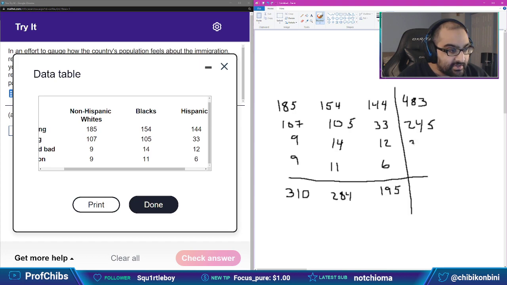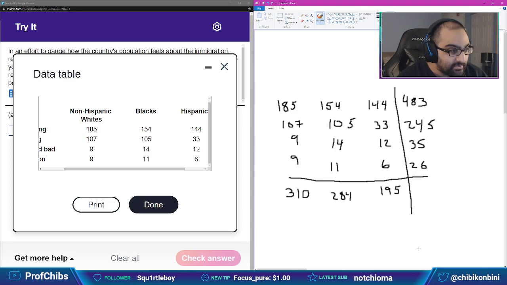Wait, add this up: 9, 14, and 12. That's 35. You get 9, 11, and 6. That's going to be 26. Okay, so now we've added up all the rows and all the columns. Now you can add up the rows or the columns. Let's just add across, or you can add straight down. It doesn't matter. You can use your calculator for this.